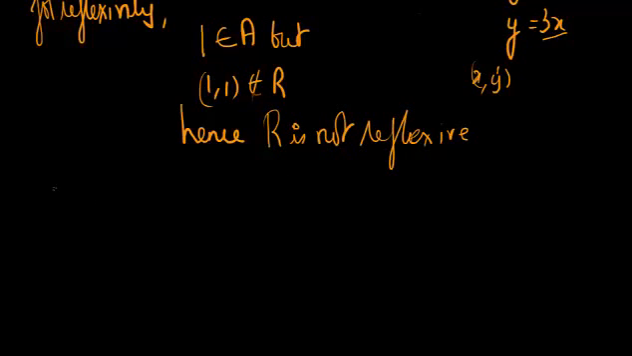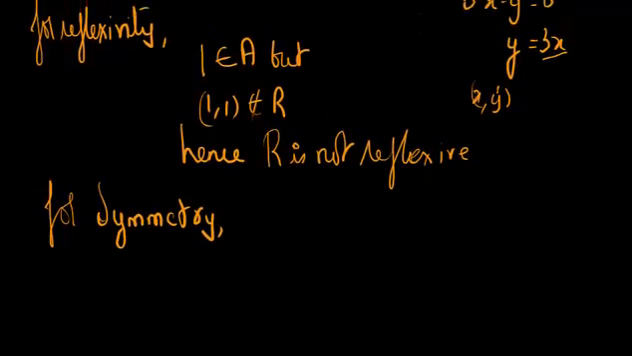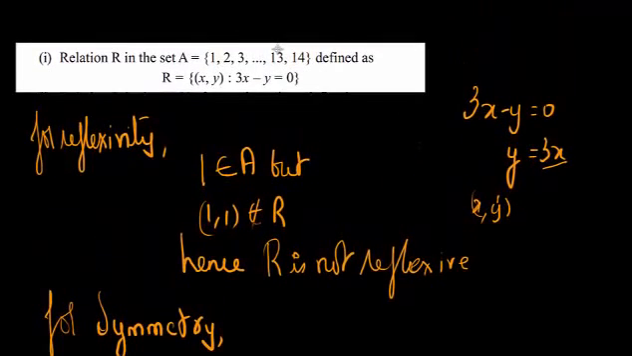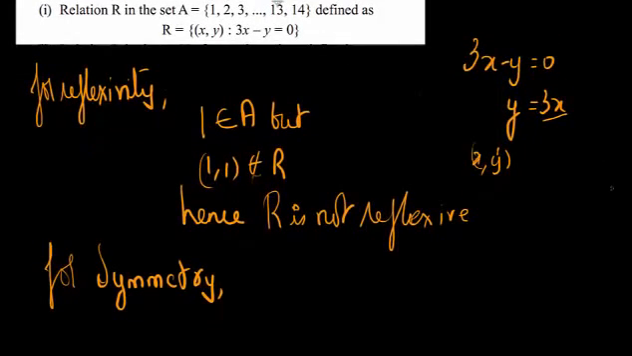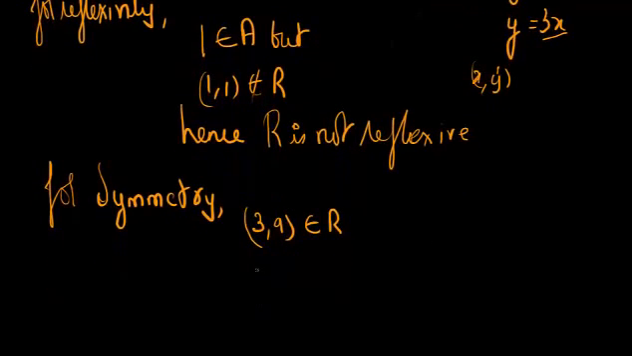Now let's check for symmetry. Do you think this particular relation is symmetric? Let's see. Okay, again I'm going to give an example and prove that it's not symmetric. (3, 9) belongs to this particular set, isn't it? Because the second element is 3 times the first element, (3, 9) belongs to R. However, (9, 3) does not belong to R. Therefore, R is not symmetric.